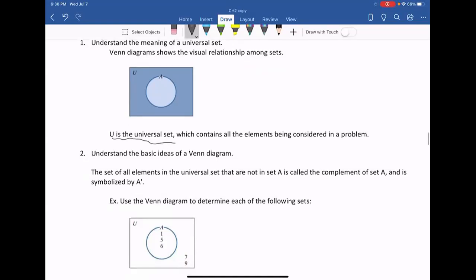For example, if I have a universal set U, it's a capitalized U. U equals 2, 3, 4, 5. And A equals 2, 3.